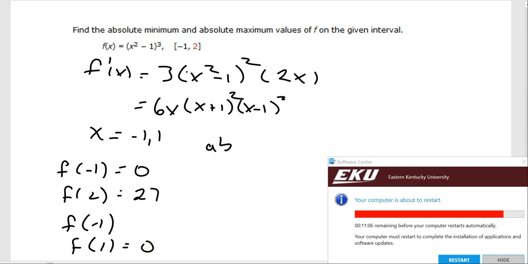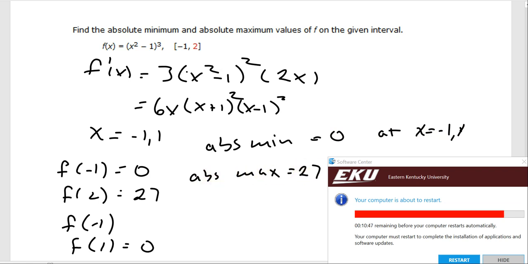Okay. So the absolute minimum is equal to 0, and that happens at x equals -1 and x equals 1 as well. And then the absolute maximum is 27. That happens at x equals 2. But if it just asks for the minimum value, we're just giving this one, right? The absolute maximum value is 27. I just put the at x equals 1 or whatever in case you happen to get asked something along those lines as well.